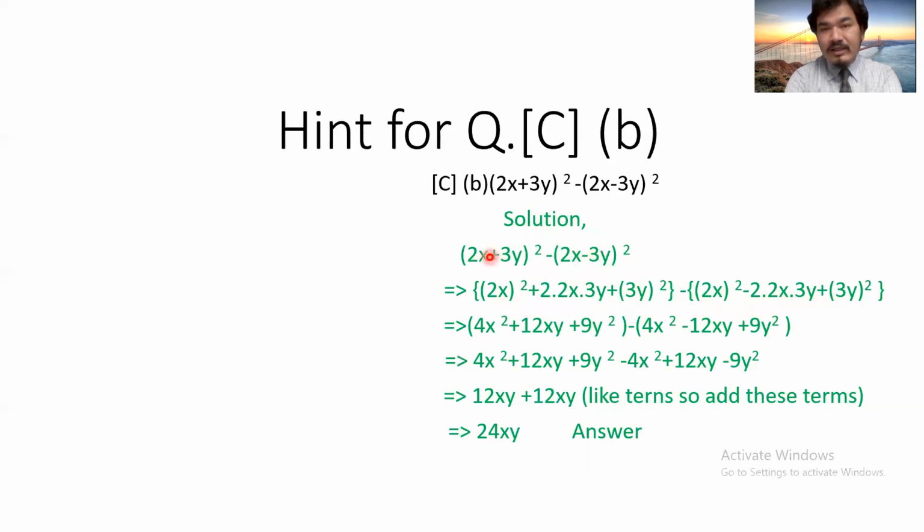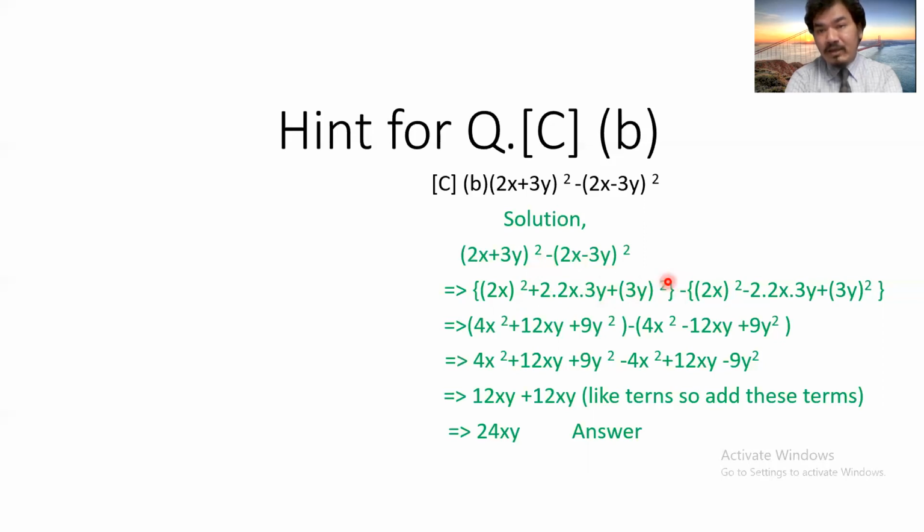This is in the form of a plus b whole square. So in place of a there is 2x and in place of b there is 3y, and we write it in a curly bracket, then a small bracket: a square plus 2ab plus b square, and the curly bracket closes. Then write this minus sign, because later it will multiply with all the terms kept in that bracket.